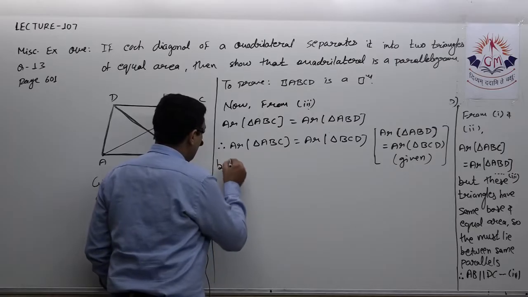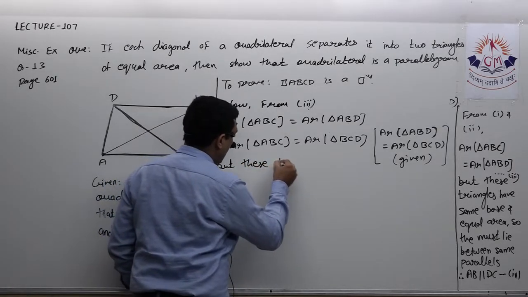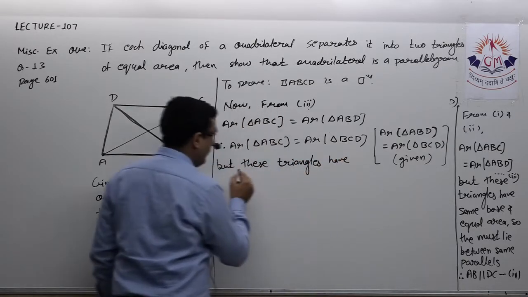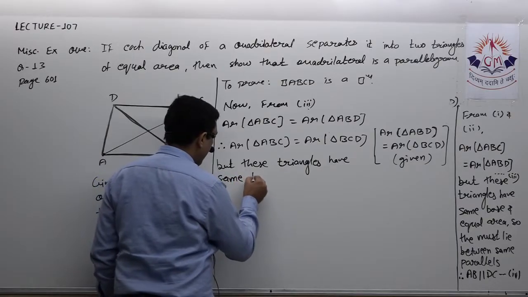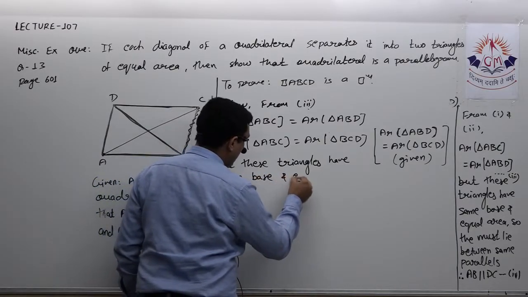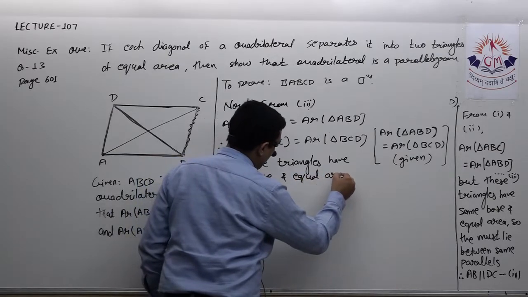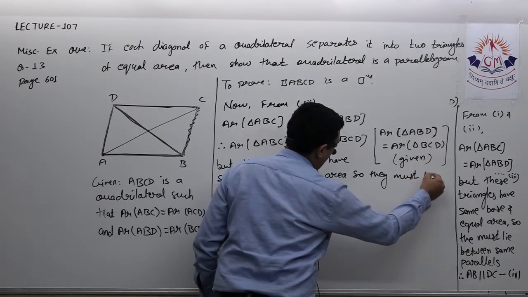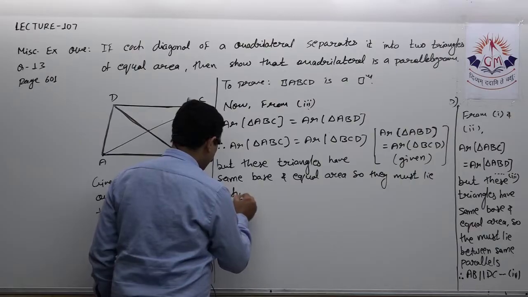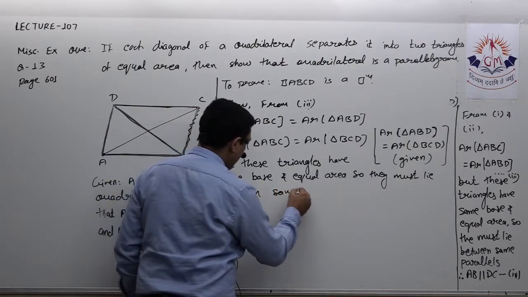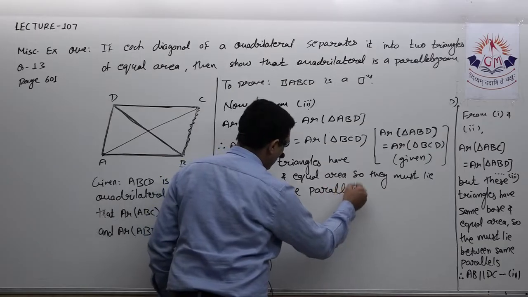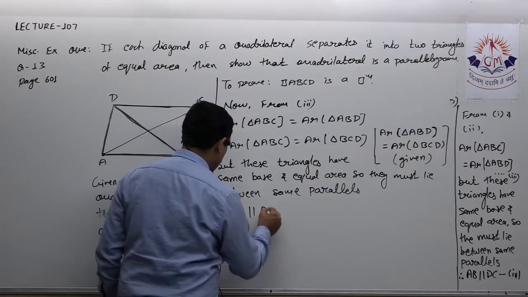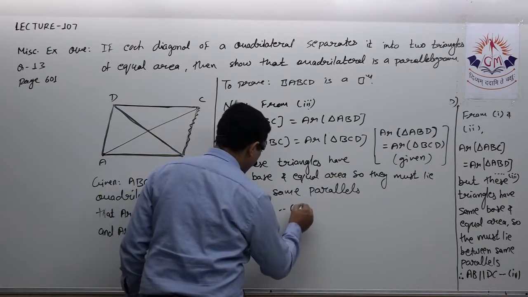But these triangles have the same base and equal area, so they must lie between the same parallels. Therefore, BC parallel AD. This is fifth.